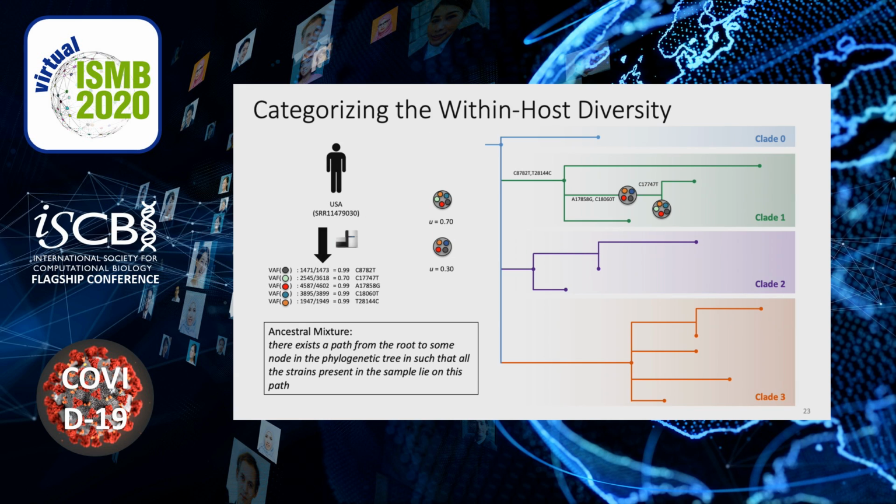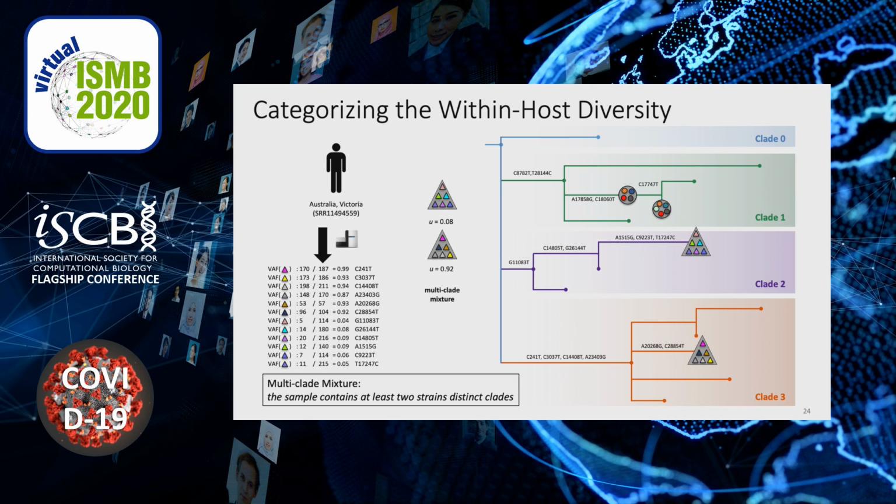Finally, we categorize the bulk samples based on the strains and their proportions inferred by our deconvolution method. The first kind of sample is an ancestral mixture that has strains that lie on a single path from the root to the leaf in the phylogeny. So in this example, we have two strains where one strain is an ancestor of the other.